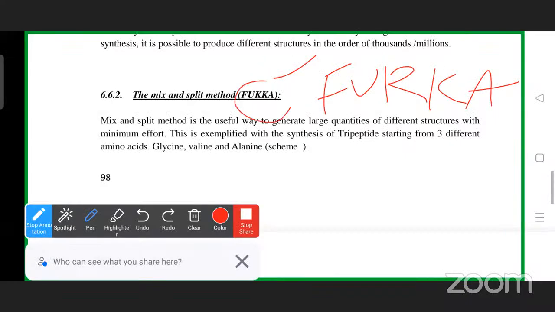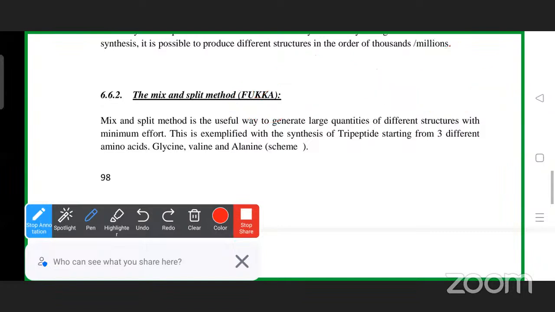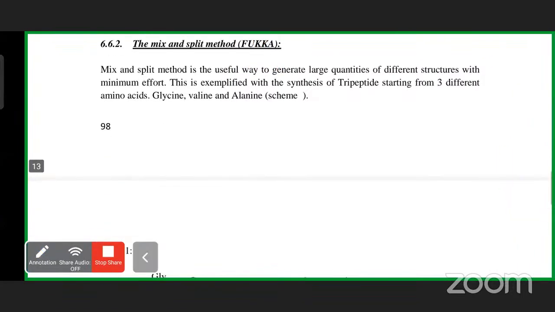Or this one, right? So don't get confused here. In some literature or in some books, it is given as Furka, and in some literature it is given as this one. Okay. So the Furka method. So what is the Furka method here?